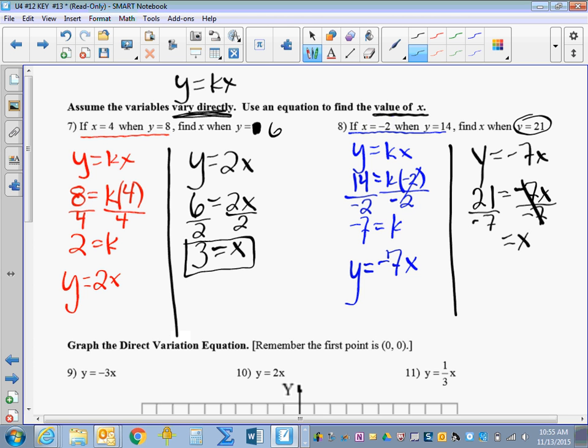Good job, guys. All right, 21 divided by negative 7. Very good. Negative 3. Are we done? Yes. It asks for x equals. We have x equals negative 3. All right, questions on 7 or 8?